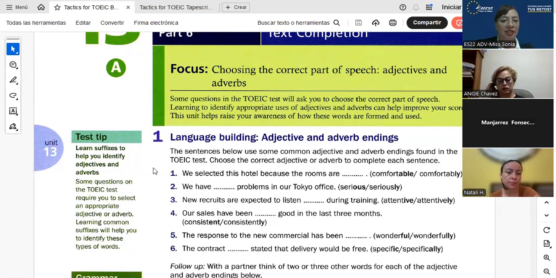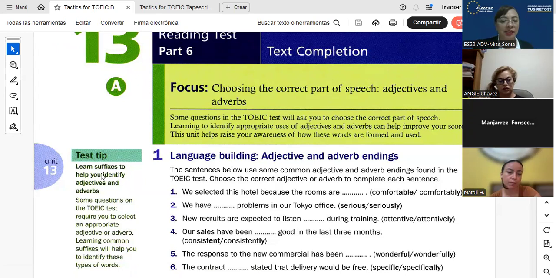Blanca, can you read the test tip in this case? Yes. Learn suffixes to help you identify adjectives and adverbs. Some questions on the TOEIC test require you to select an appropriate adjective or adverb. Learning common suffixes will help you to identify these types of words.